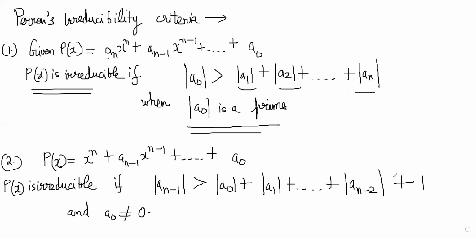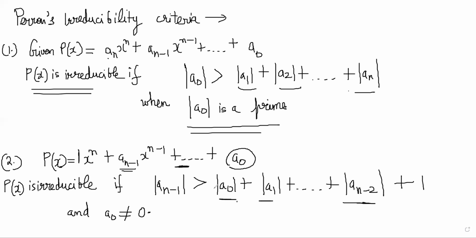Basically, in the second version, you have two conditions. One condition is a naught should not be 0, and the second condition is the mod of the second highest coefficient should be greater than the sum of all the other coefficients. Notice that all the other coefficients are coming here, till an minus 2 would be here, and 1 is the coefficient of this.